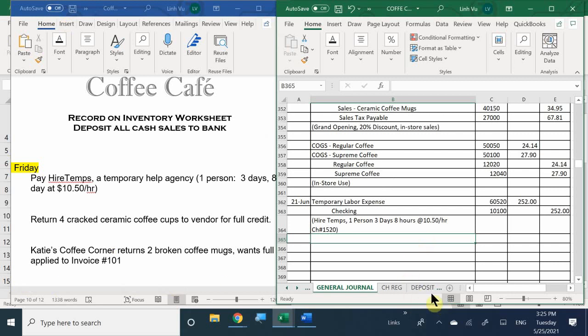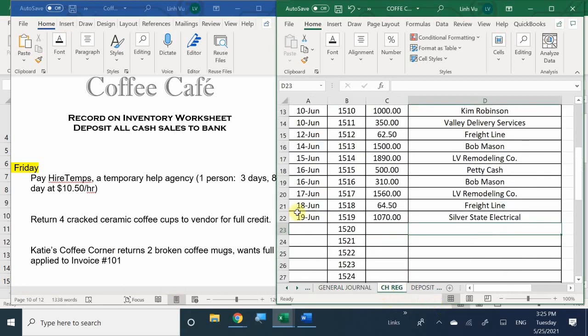Check register. 6/21, check number 1520 for 252. Pay Hire Temps.